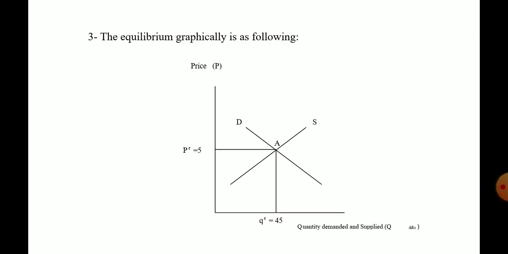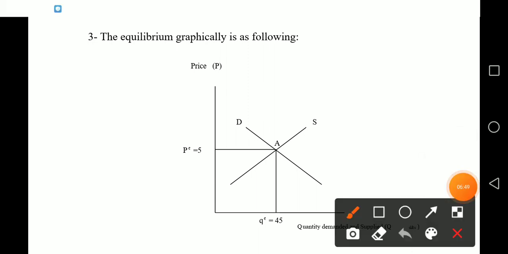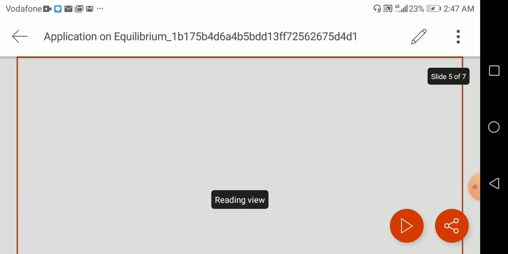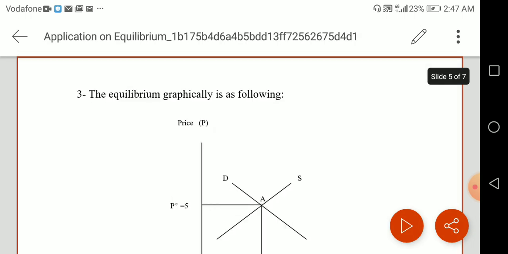How do we draw the equilibrium graphically as follows? We can do it. It's very easy, a piece of cake, we said before. So I'm having here the price, and here the quantity demanded and supplied, D and S. Okay, so let's draw this. Just a moment.